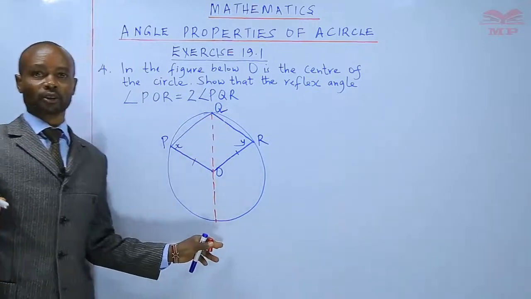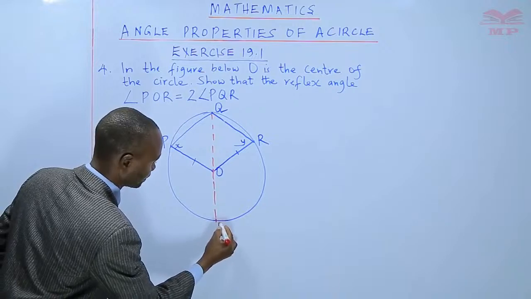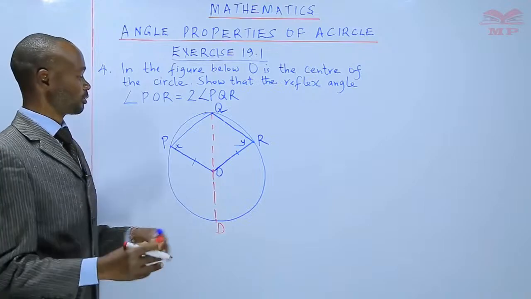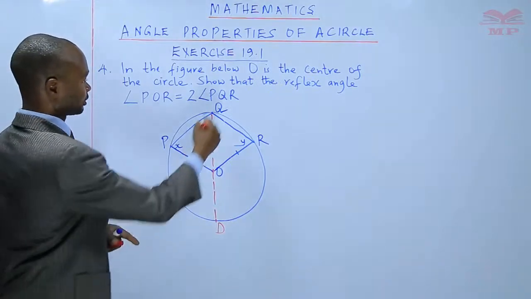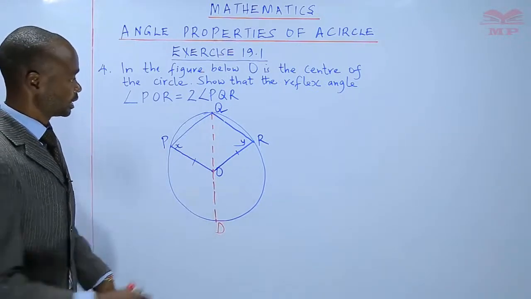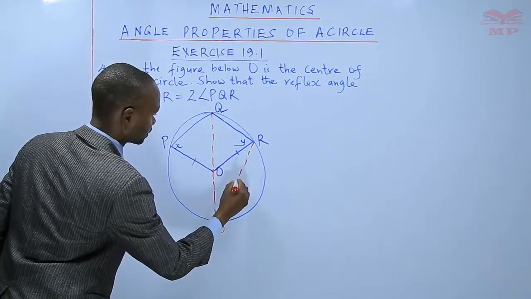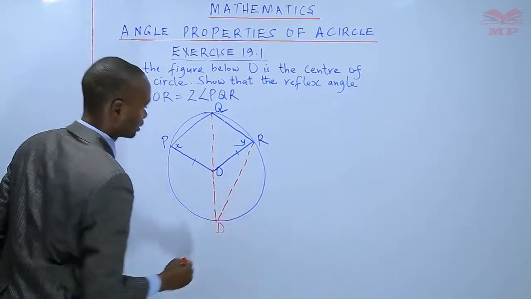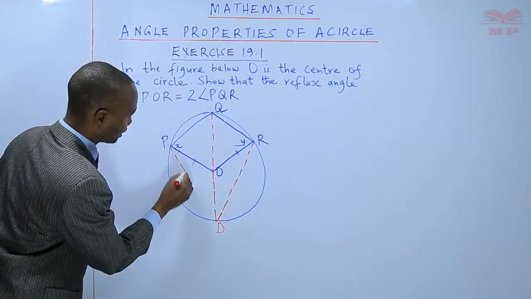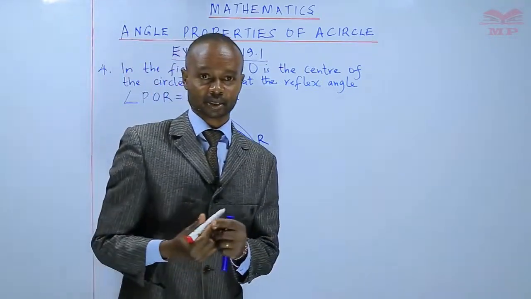So where it touches the circle, I can give it a point D. That is point D. After getting that, you'll find when I have that chord QD, I'll introduce another line there, DR, and also introduce another line there, which I'll call PD.